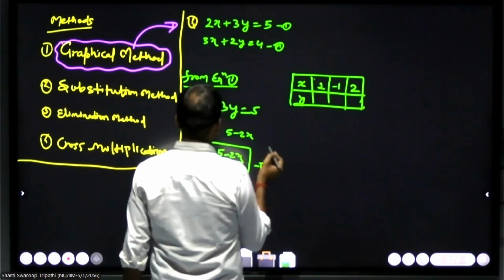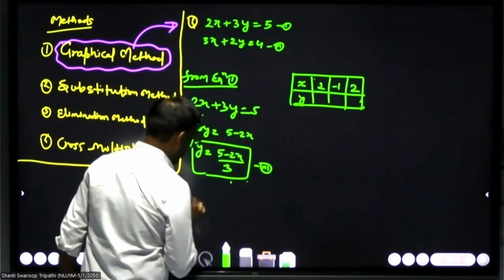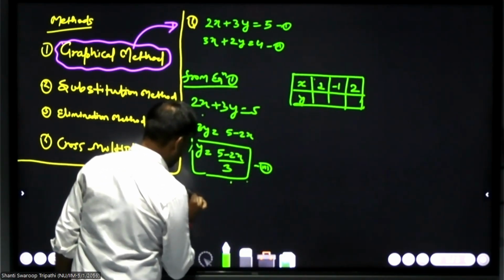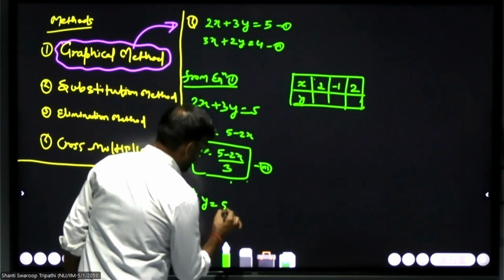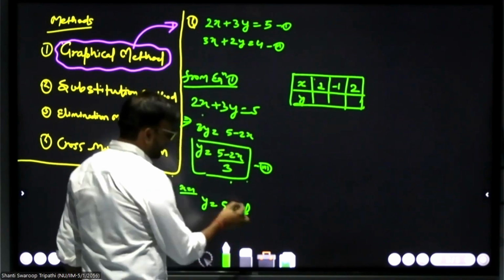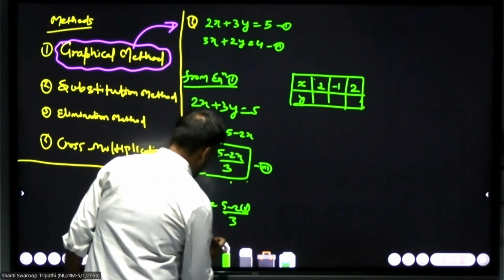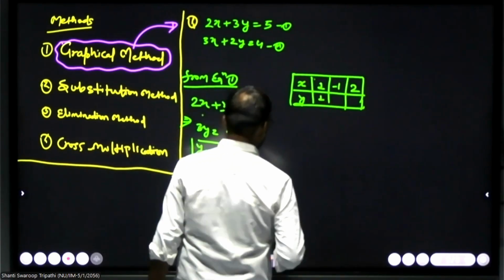So here we are putting x equal to 1. When we put it, we get y equal to (5 minus 2 into 1) upon 3. What will it be? 5 minus 2 is 3. Y will be equal to 1. We will get y equal to 1. Just put it in the table. Fine.